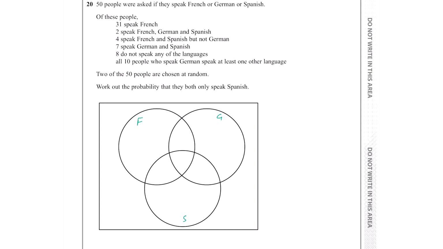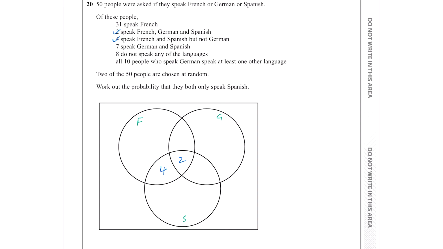The next one says 2 speak French, German, and Spanish. We can put that, let me use a different color, that can go right there. That's very specific, so we can tick that one off. Then it says 4 speak French and Spanish, but not German. So that is going to go in here because they speak French and Spanish, but not German. We can tick that off.